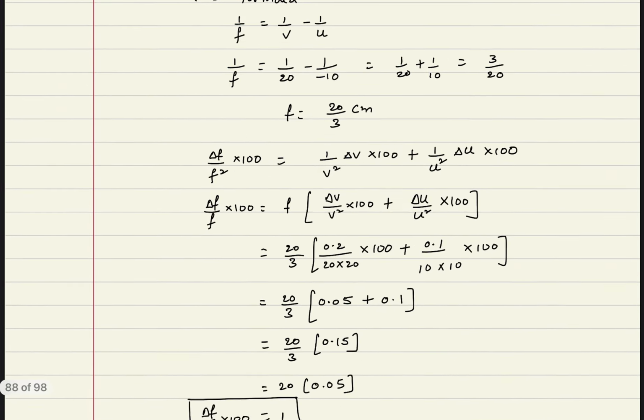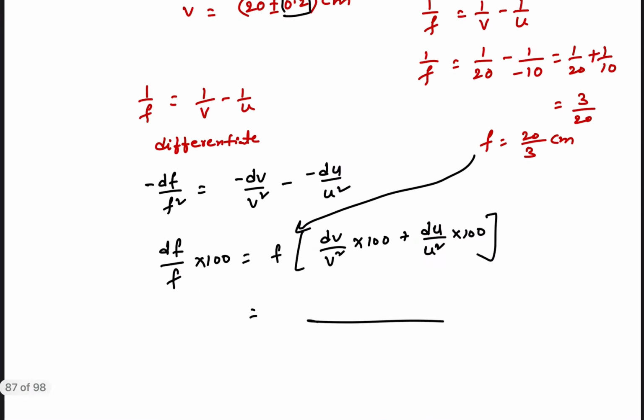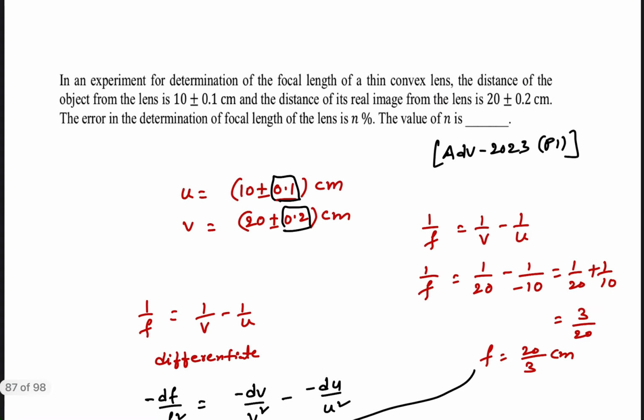All values are given. You can substitute there. The f value I also calculated. dv and v values are given. You can get the final answer. I have already done this in 2023 paper 1. So finally you are getting the answer, how much? 1. We can check the calculation. You will get 1, so I am rating this as 1%. This is the answer. I hope you enjoyed this.